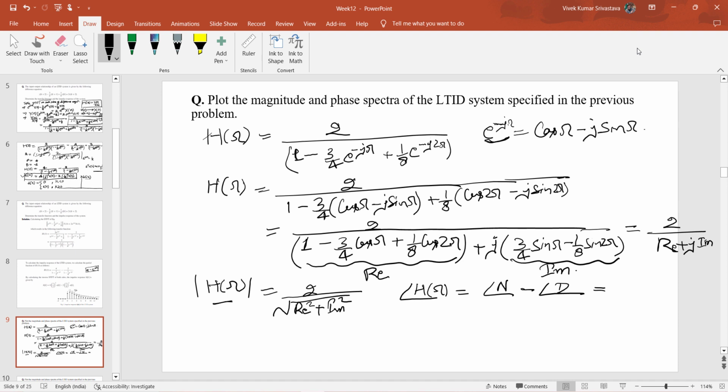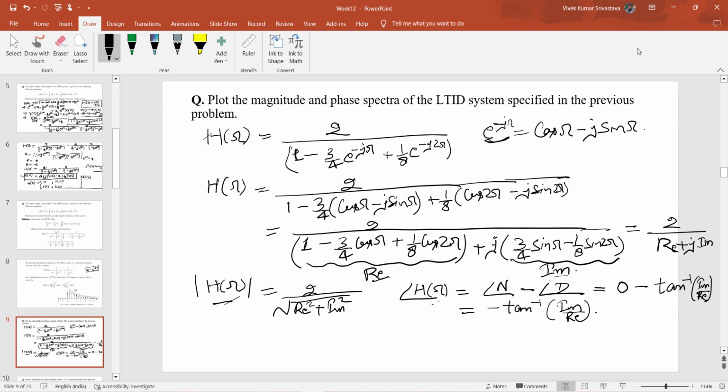This we can write as 0 because in the numerator there is no imaginary part, so the phase of the numerator will be 0 here, whereas the phase of the denominator will be minus tan inverse of imaginary over real. So this will be equal to minus tan inverse of imaginary part over real part. Now you can put the values of real and imaginary parts in both the magnitude and the phase of this H of omega.